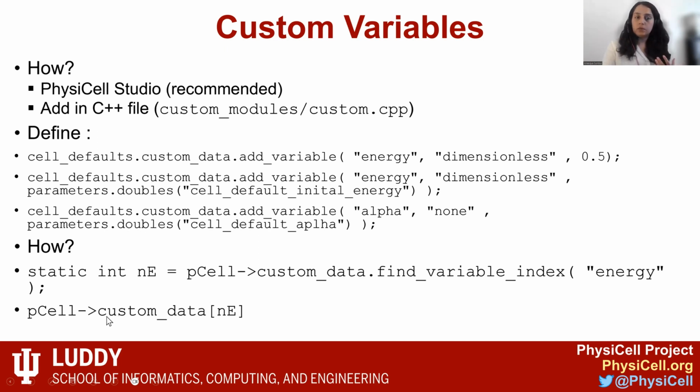And then from that custom data vector, you will give the index of this particular energy variable, and you can access it through the PCell. So PCell custom data variable, and that will give you the actual value of whatever the value of energy is in that cell. And you can change it, you can modify it in your custom functions that we'll be discussing in the next section.